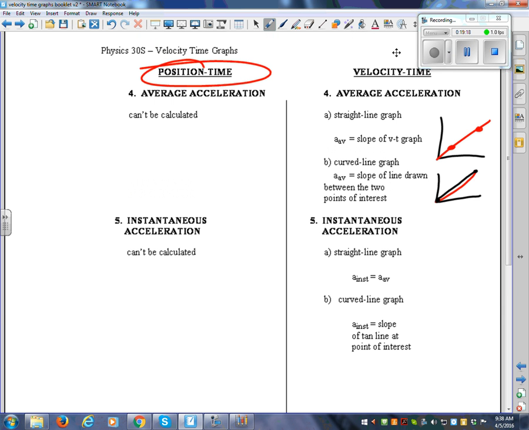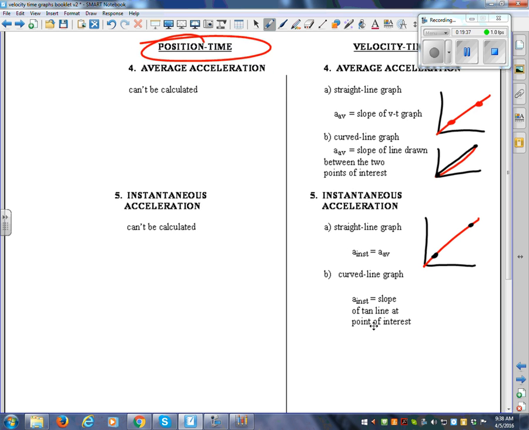Okay, last one. Velocity time graph. If you're asked to find instantaneous acceleration and it's a straight line, you find the slope. And if you have a velocity time graph and you're asked to find instantaneous acceleration and it's a curved line graph, tangents. And that, my friends, is just about everything you need to know about position, time, and velocity time graphs.